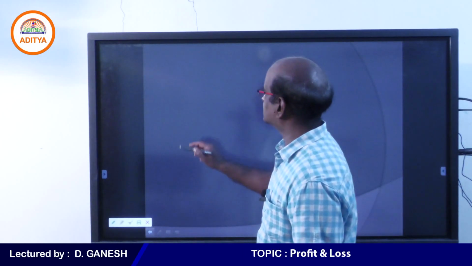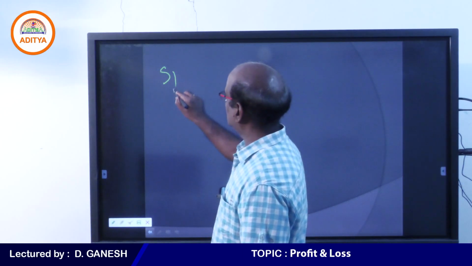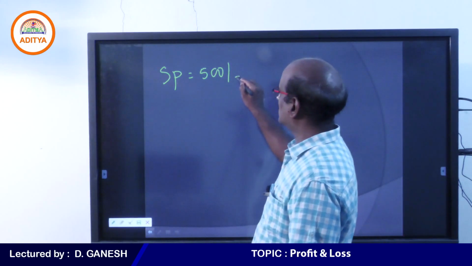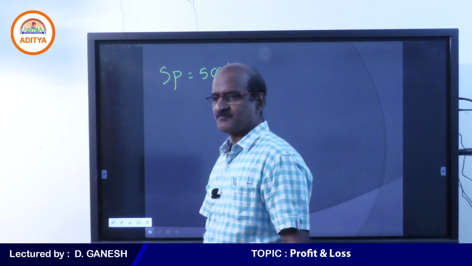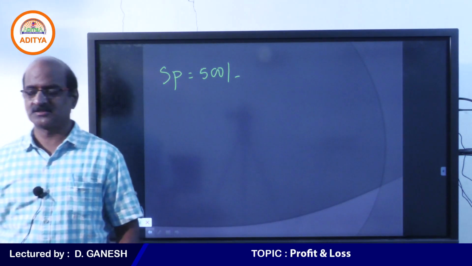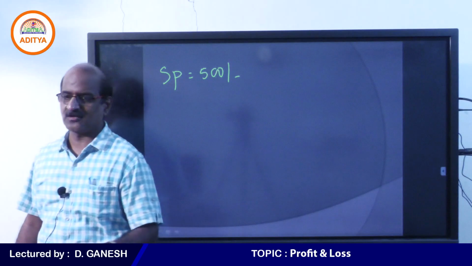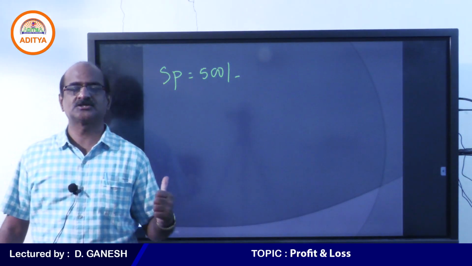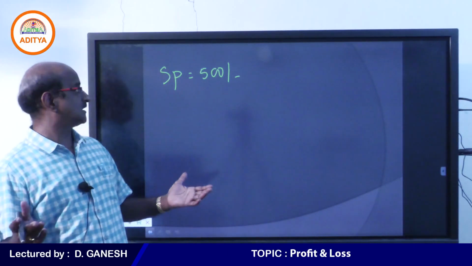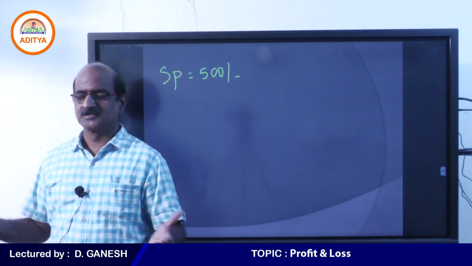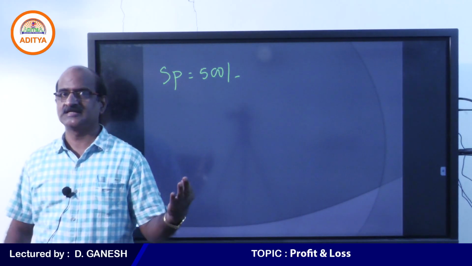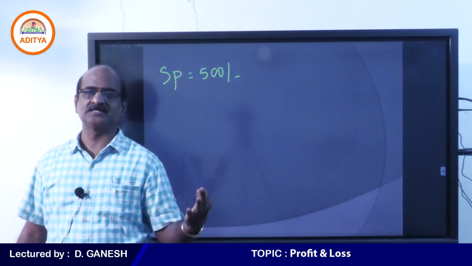Students, for example, a trader sold an article for 500 rupees. Okay, ma'am? The cost price is not 84, it is 60. Check it out once again. Yes, look at that. An article was sold for, for example, 500 rupees. So when an article is sold for 500 rupees, there may be three chances.